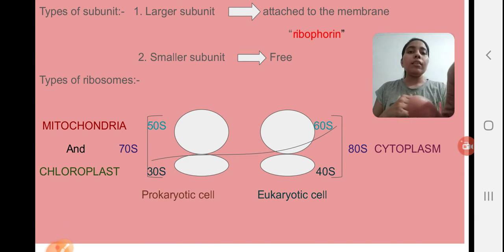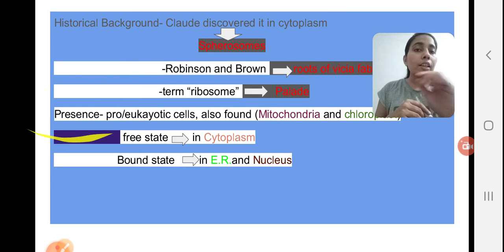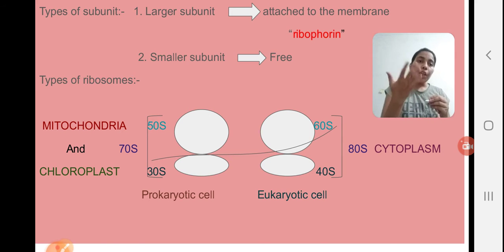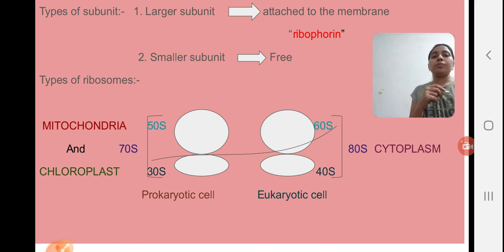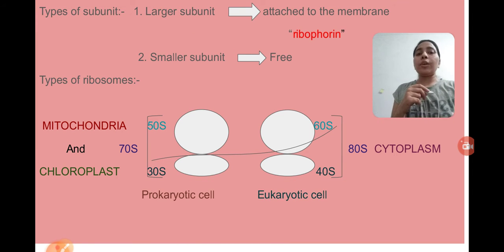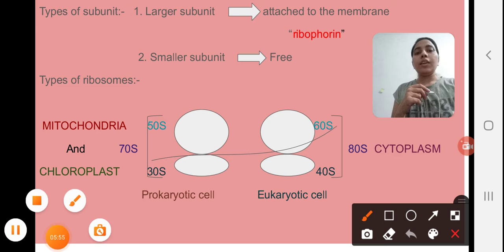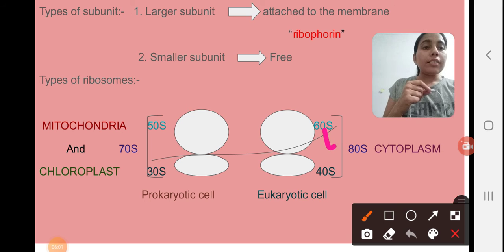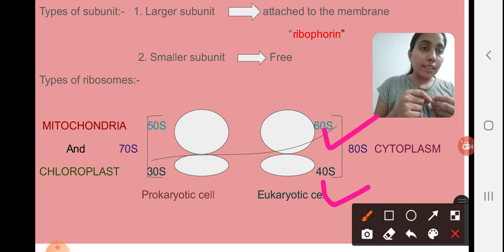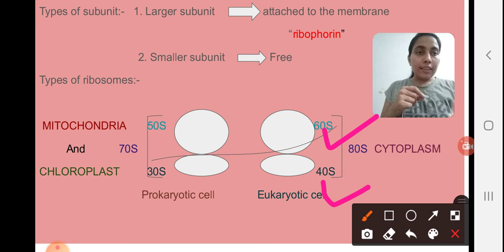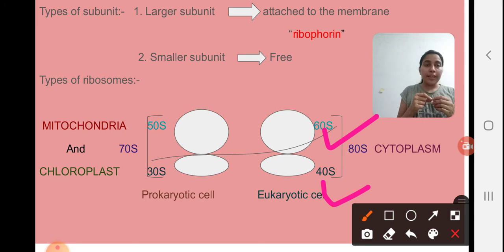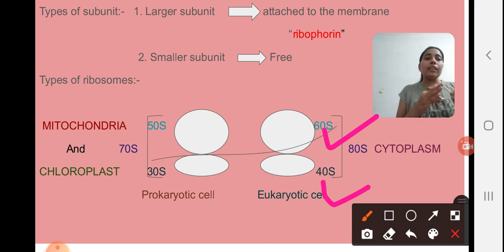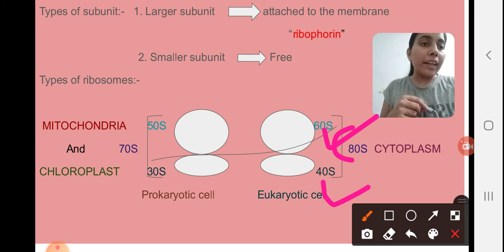Apart from this, it is also found in the eukaryotic cell organelles, that is, mitochondria and chloroplast. In the case of the eukaryotic cell cytoplasm, it is found as 60S and 40S, that is the larger and smaller subunits, basically the 80S type. And the 60S larger subunit and 40S smaller subunit combine and settle at the rate of 80S.